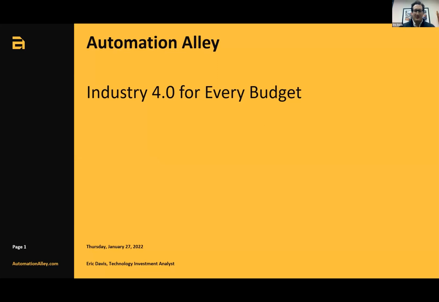And the presentation I'm going to show you today is not just some simple solutions that you can figure out and how to implement Industry 4.0 for your budget, but also what is the path to getting to that point? How do you make those decisions?